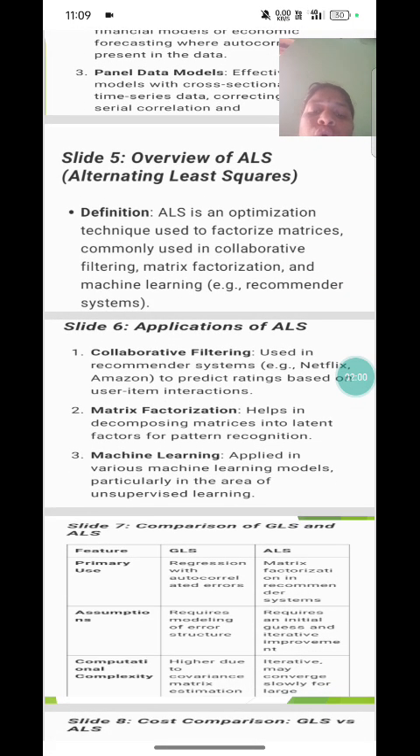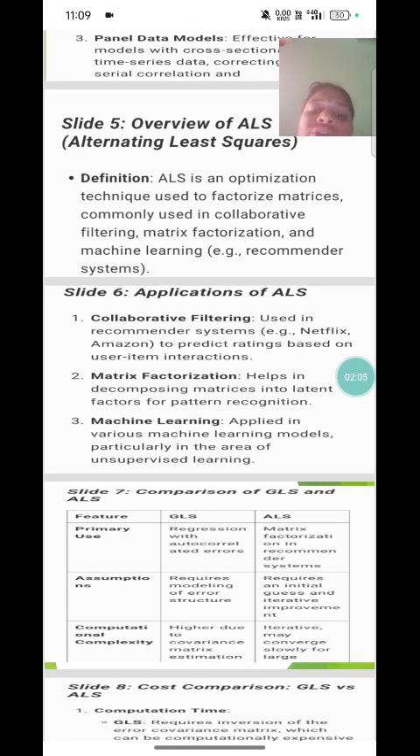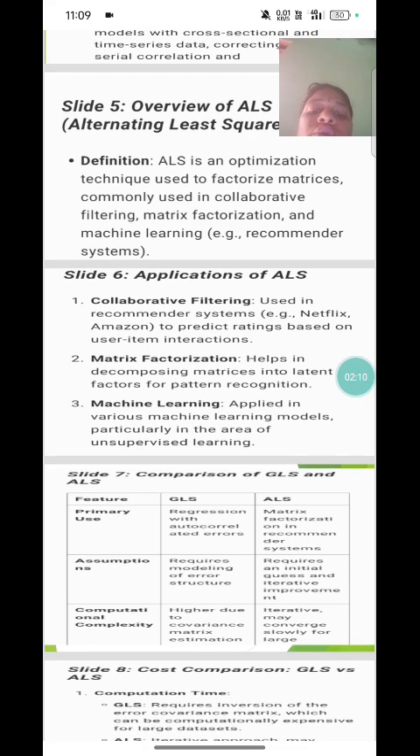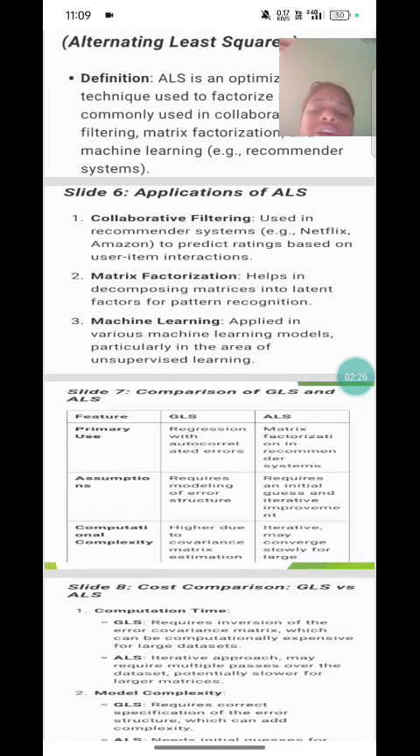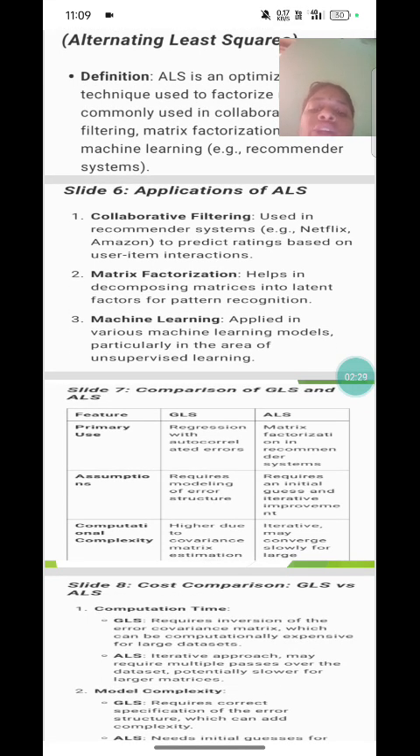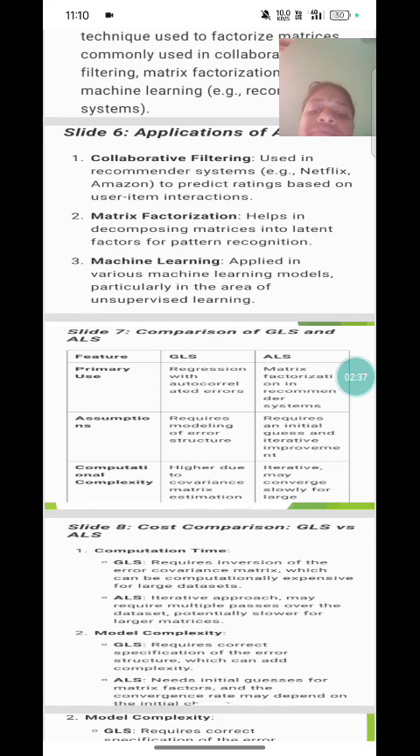Applications of ALS: collaborative filtering, matrix factorization, machine learning. First, collaborative filtering: used in recommender systems to predict ratings based on user interaction. Matrix factorization: helps in decomposing the rating matrix into latent factors for pattern recognition. Machine learning: applied in various machine learning models, particularly in the area of unsupervised learning.